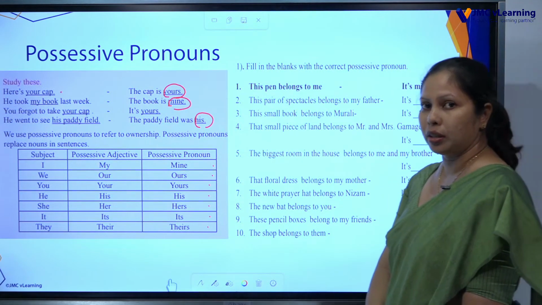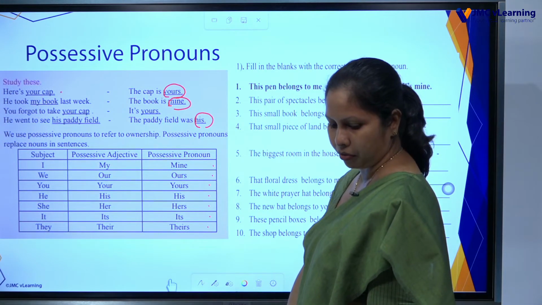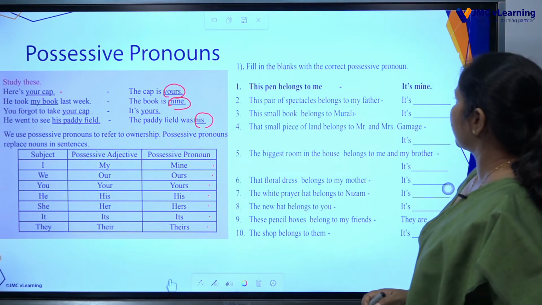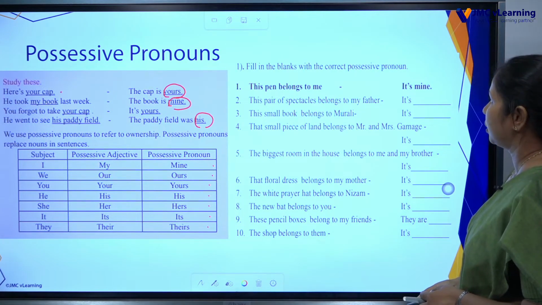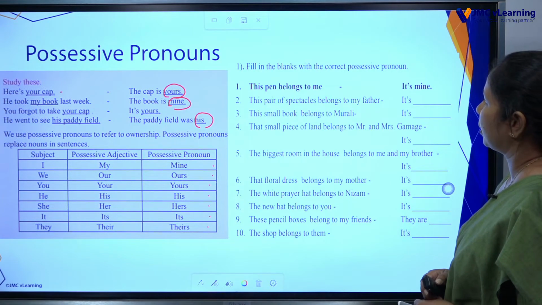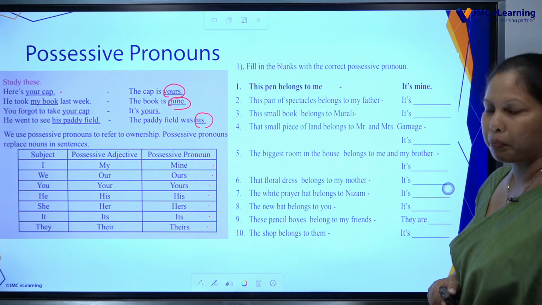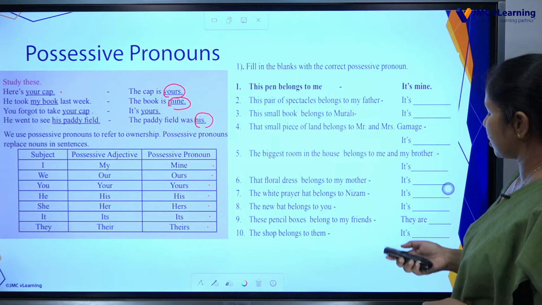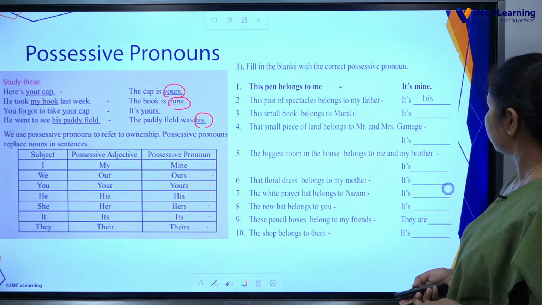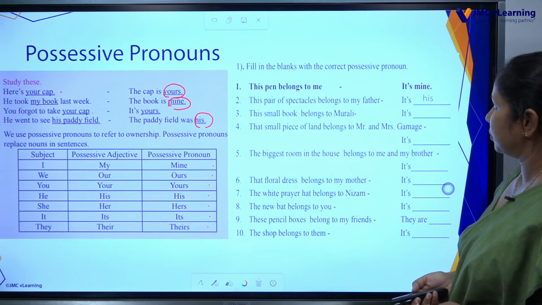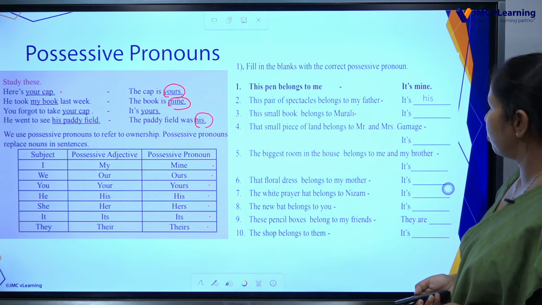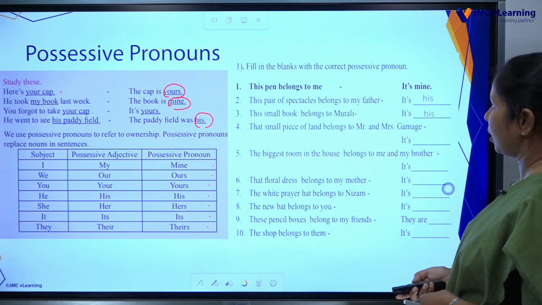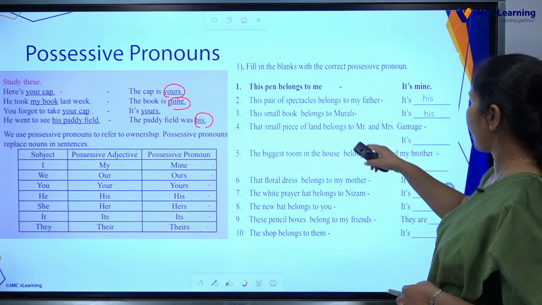Okay. Now in your pupils book, on page number 48, you will get an activity like this. Fill in the blanks with the correct possessive pronoun. They have given an example. This pen belongs to me, it's mine. This pair of spectacles belongs to my father, it's his. This small book belongs to Murali, it's his.